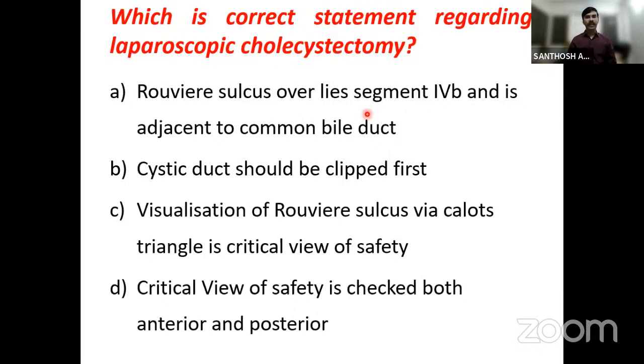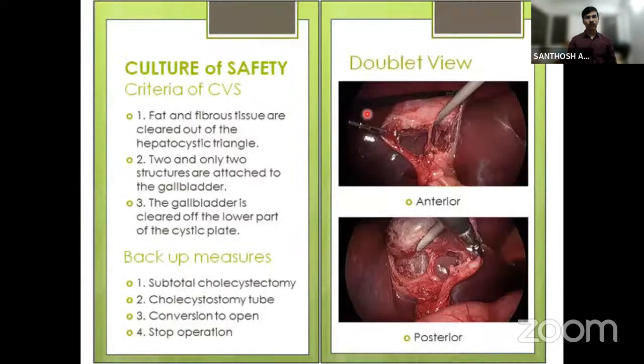Visualization of Rouviere's sulcus via Calot's triangle is the critical view of safety? No. Visualization of the liver bed through the triangle of safety is called the critical view of safety. And the critical view of safety should be checked both anteriorly and posteriorly. Yes, it is true. So this is the critical view of safety, and this is Rouviere's sulcus. Usually we don't see Rouviere's sulcus through the critical view of safety. There are so many things, the elephant sign, Ganesha sign, and so on. Okay, both anteriorly and posteriorly it has to be checked. This is anterior, and for posterior, reflect to the left side and check from the other side.